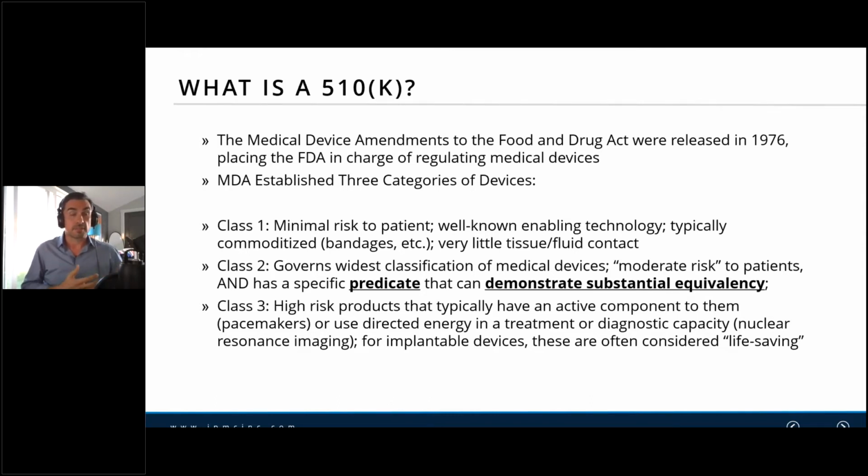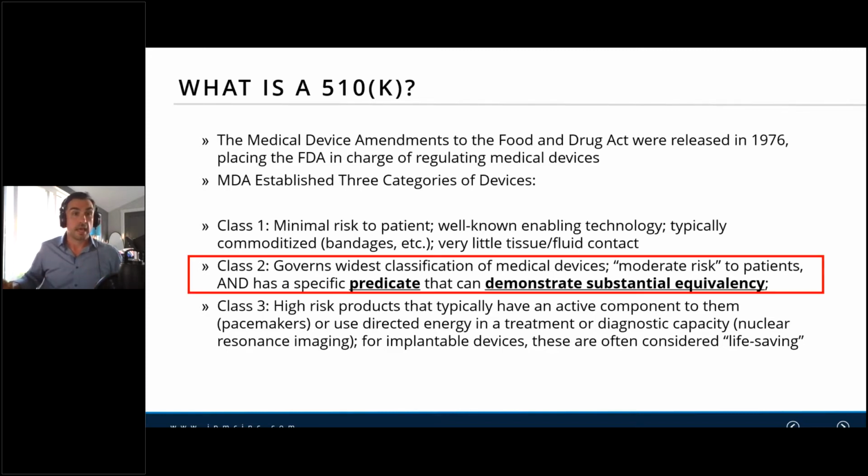For implantable devices, oftentimes something like this that's energy-based is considered life-saving, and so those have a very, very high bar. They use the pre-market approval system for getting on the market. And so the 510K section that we're going to talk about today really is talking about the class 2, so that wide array of medical devices that fall within that regulatory scheme.